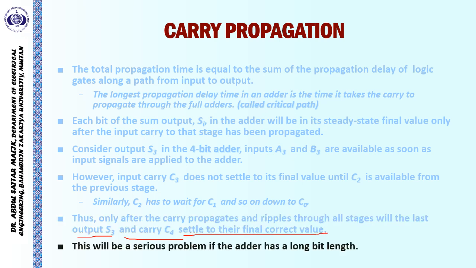This will be a serious problem if the adder has a long bit length. For example, the circuit that we designed previously was a 4-bit parallel binary adder, but if we have to design a 16-bit or a 32-bit parallel binary adder, which is very normal, then there will be a lot of propagation delay.